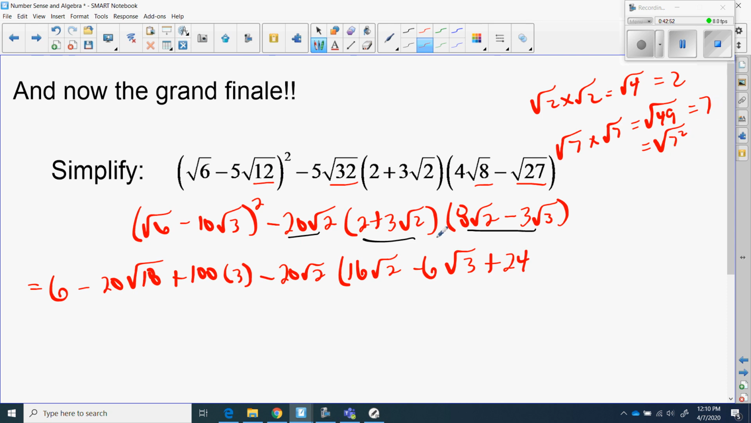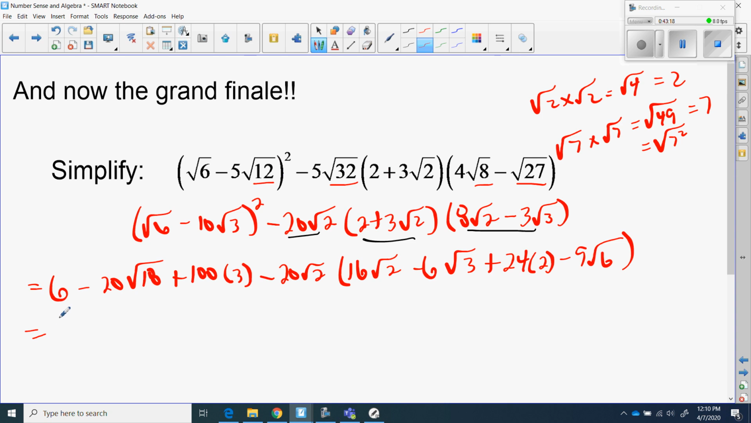So here, when I multiply the square root of 2 by the square root of 2, I'm just going to get a 2. And finally, this one times this one, it's going to be a positive times a negative, so it's negative 9. Square root of 2 times square root of 3, that's square root of 6. I can keep that in brackets because now the 20 radical 2, I have to distribute it into every one of these.